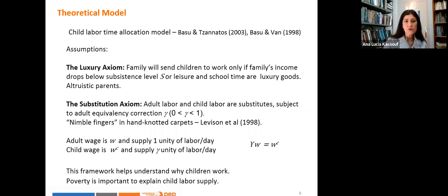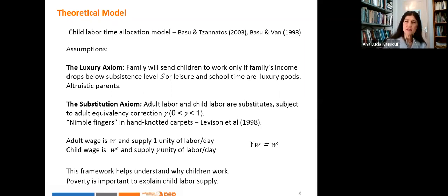I would like now to give you a notion of a theoretical model. I will not go through equations or anything, but I will just talk about a very basic model, which was developed by Basu and Van and discussed by Basu et al. and others. The main assumptions behind this model are the luxury and the substitution axioms. The luxury axiom says that a family will send their children to work only if family income drops below the subsistence level. I'm calling here S the subsistence level. That means that leisure and school time are luxury goods.